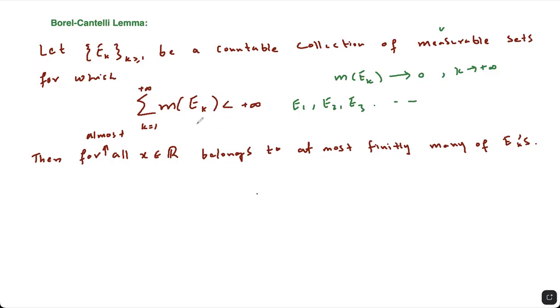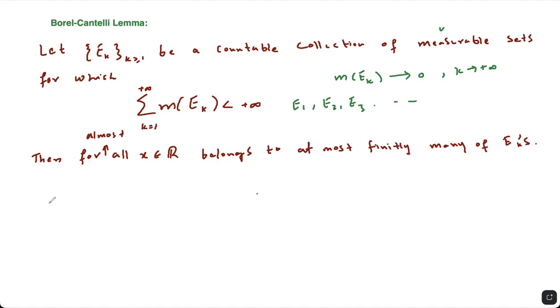So this is the main given object to prove this Borel-Cantelli lemma. Normally, if the n-th term of a series approaches 0, it does not mean the series converges, but here the series is converging. What does that mean? The size of the n-th term is going to shrink. Then for almost all x, meaning almost everywhere, x belongs to at most finitely many of these sets. So what does that mean?